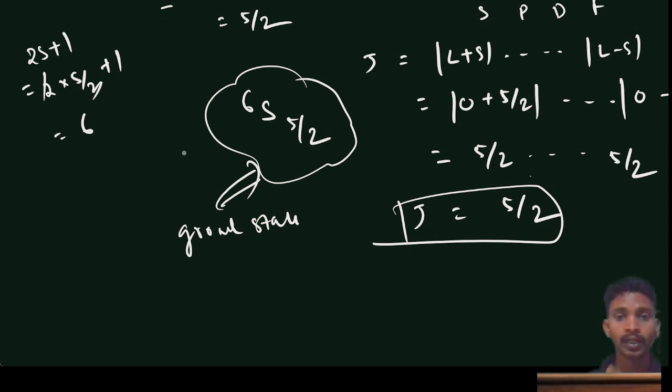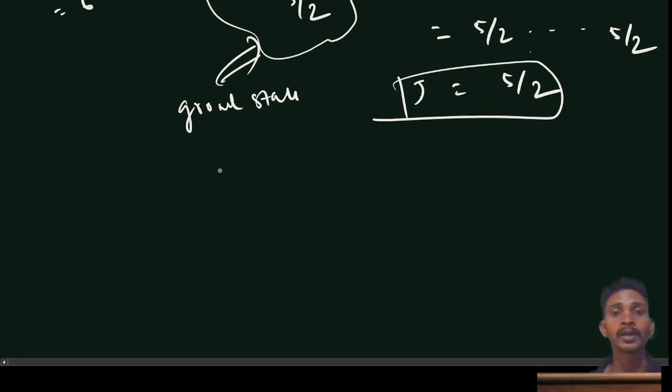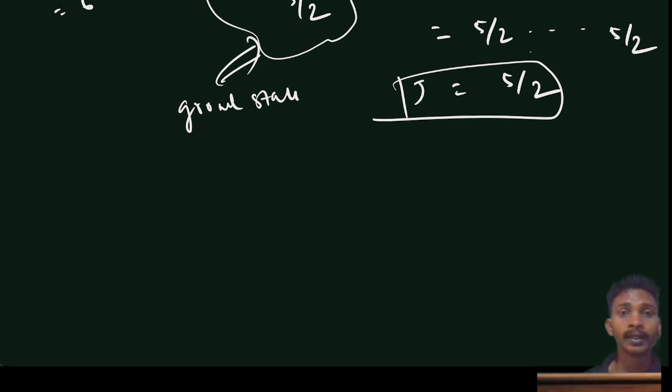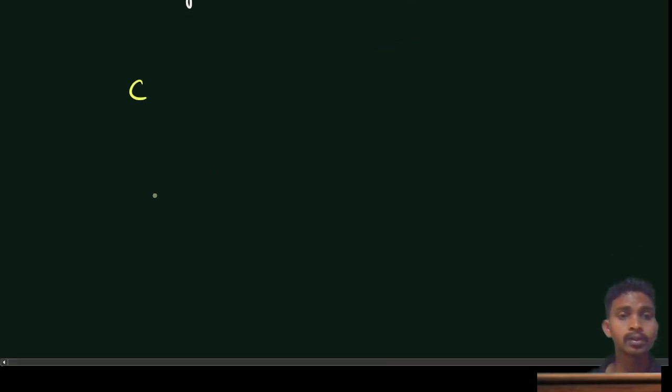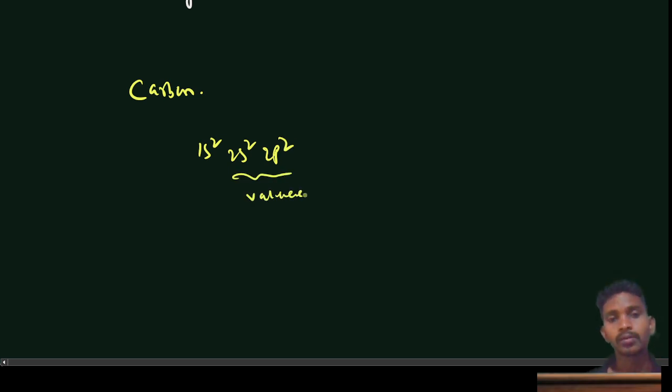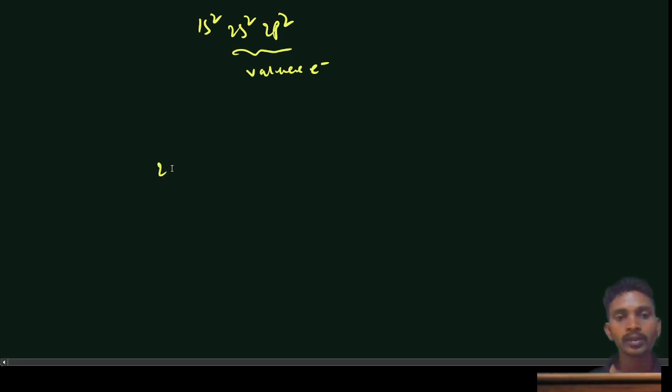So this is how to calculate the ground state from the electrons in an orbital. Let's take a carbon atom, and from here we want to calculate the ground state. You know that for carbon the configuration is 1s2 2s2 2p2. These are the valence electrons, 2s2 2p2. We will calculate the ground state.